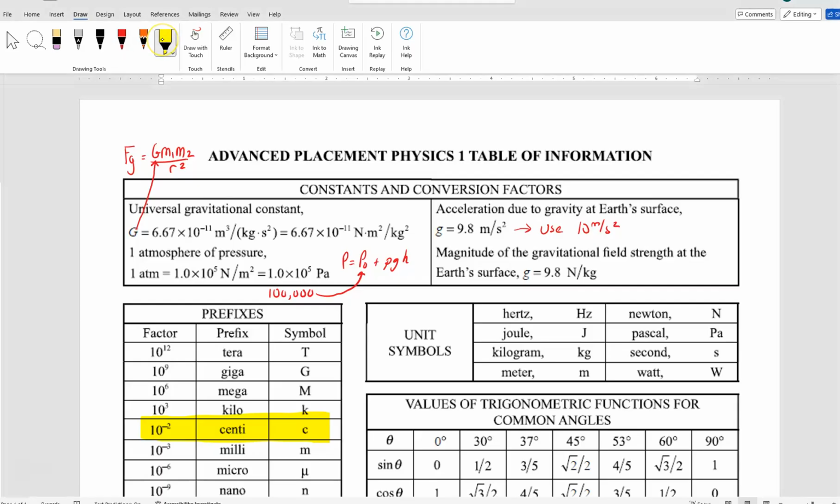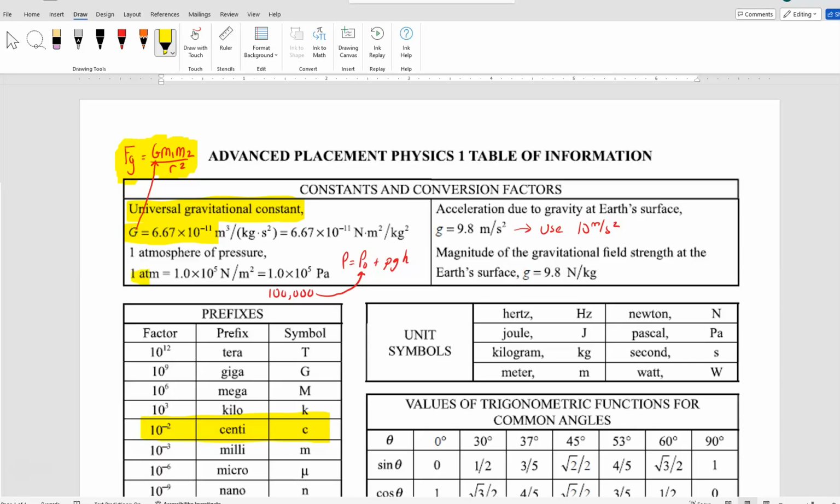First thing you need to know is the universal gravitational constant. That was when you were doing force of gravity between two large objects like planets and moons. And the formula on the other side is Fg equals G m1 times m2 over r squared. And G is a constant, which is 6.67 times 10 to the negative 11th.